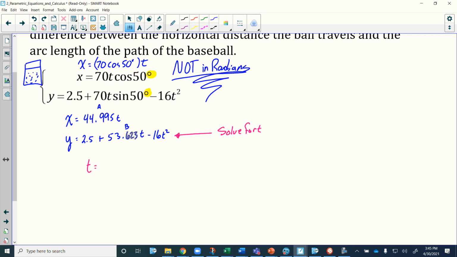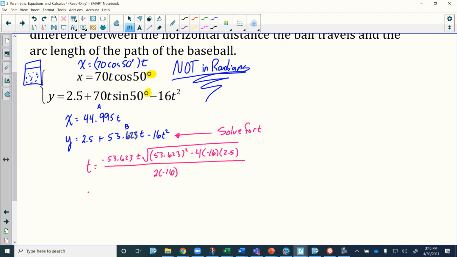So in this case, time is going to be equal to negative 53.623 plus or minus the square root of 53.623 squared minus 4 times a, which in this case is negative 16, times c, which would be 2.5, divided by 2a, so that would be 2 times negative 16, or you could just write that as negative 32. And I'm going to my calculator to do this.